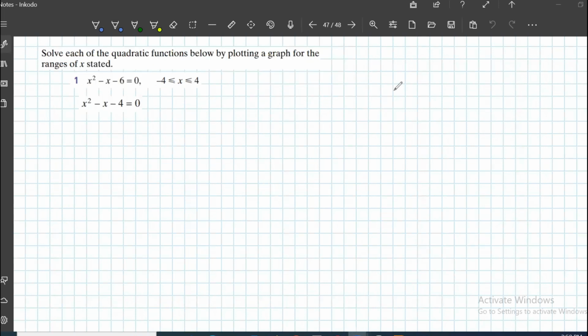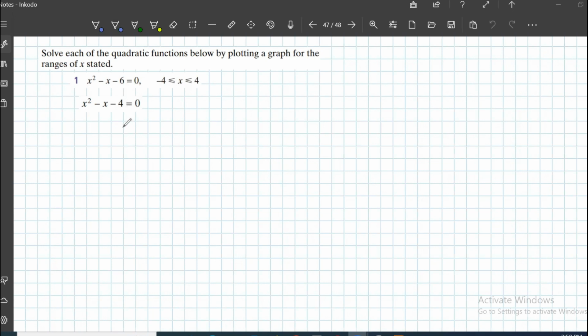Yes, viewers, in this question we will discuss how to construct or complete the table, then plot the values, and later we will check that x square minus x minus 4 is equal to 0 has two solutions, and how to show this quadratic equation which has two solutions on graph paper. So let's have a look.